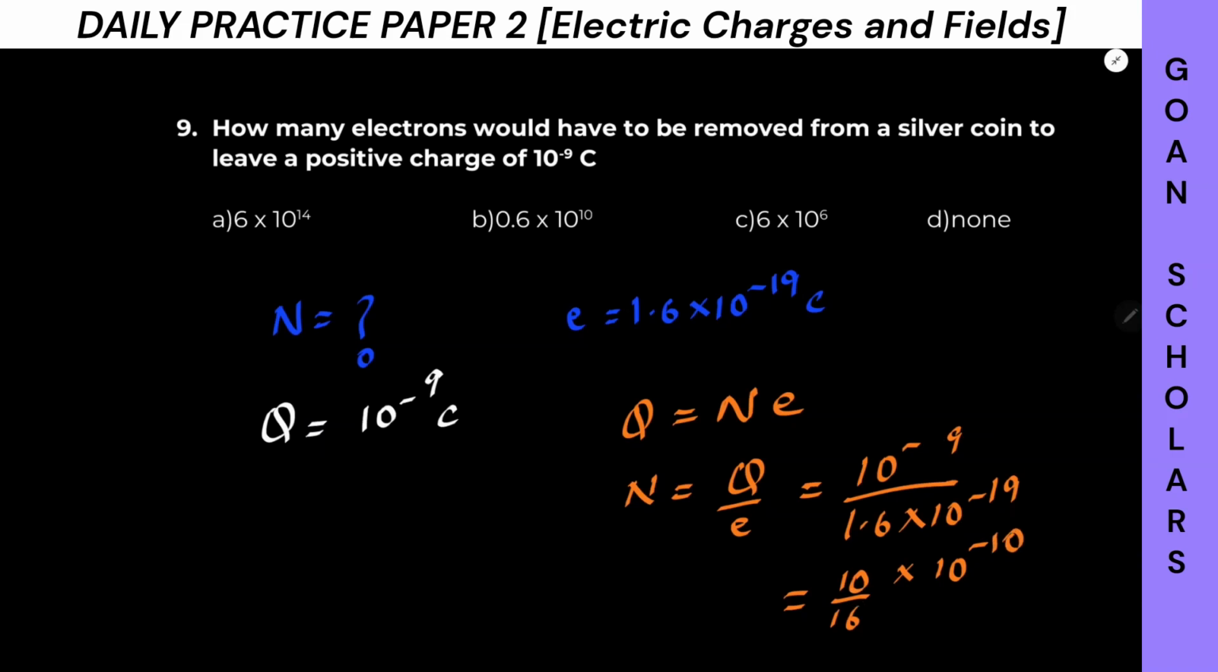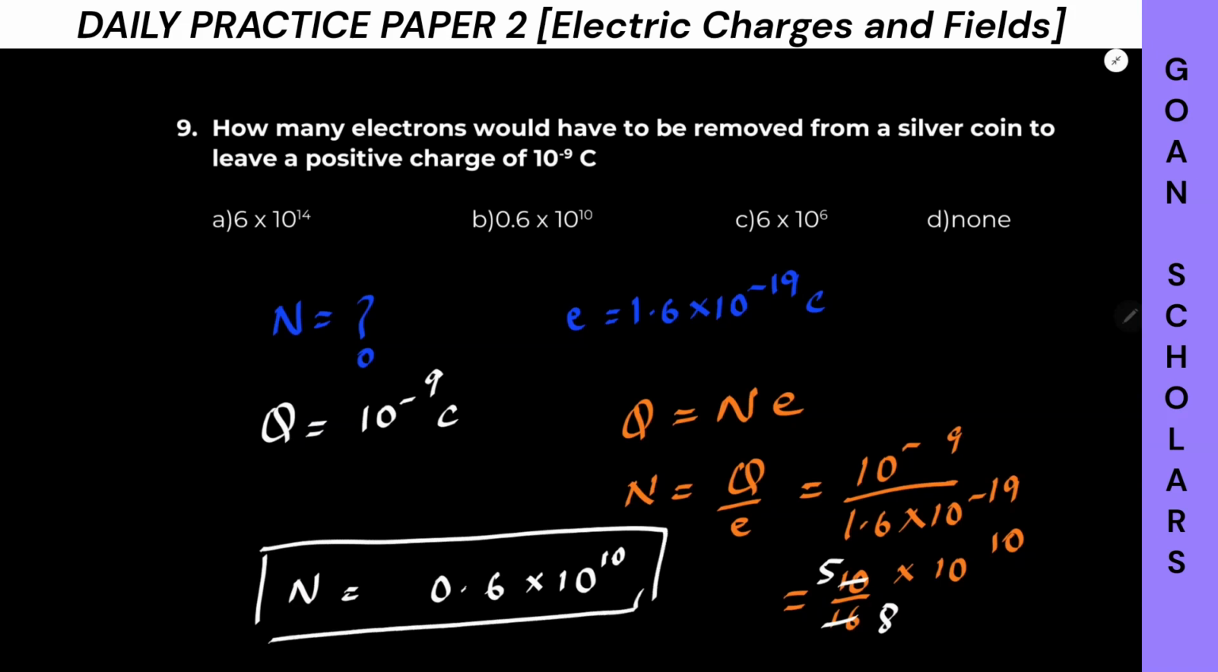So 10 upon 16, let's cancel out. This will give you 2 8s, 2 5s, so that will give you 0.6 into 10 raised to, sorry, when minus 19 goes up, it will become plus 10. So the number of electrons is equal to 0.6 into 10 raised to 10. That will be our answer. This is our answer to this particular problem, which is for question 9, option B.